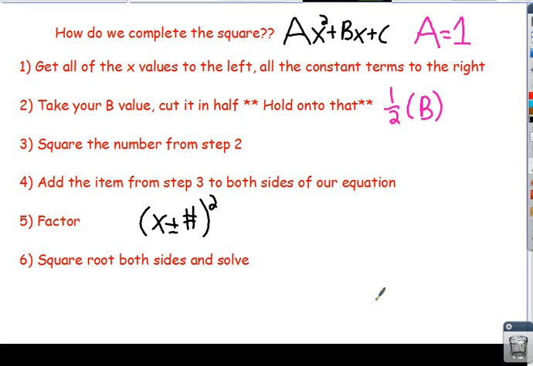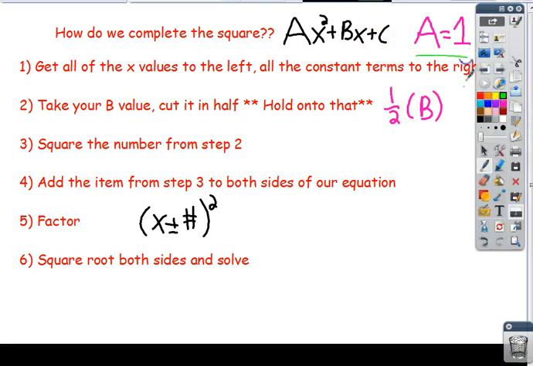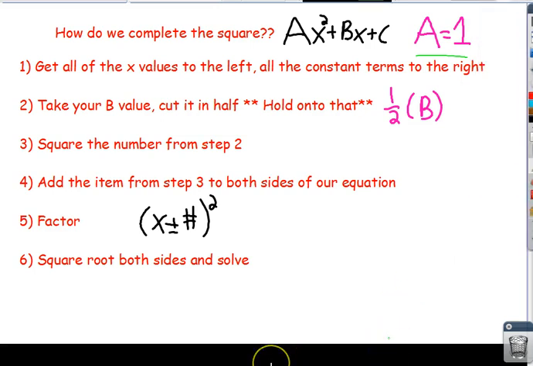Alright, so how do we complete the square? First off, it is a general form of a quadratic: ax squared plus bx plus c. Now, here is the important thing. A has to equal 1. If it's not 1, I've got to force it to be 1, but we'll talk about that.